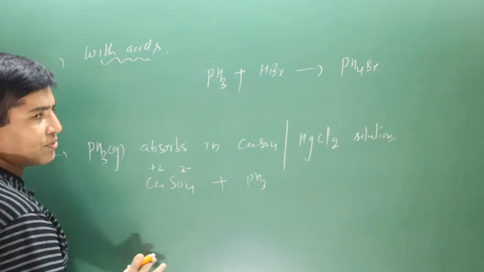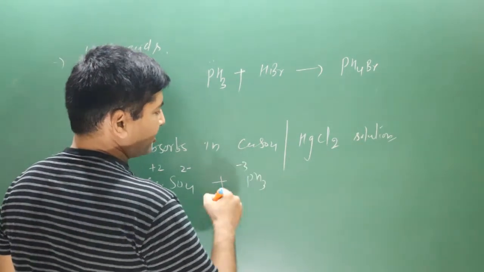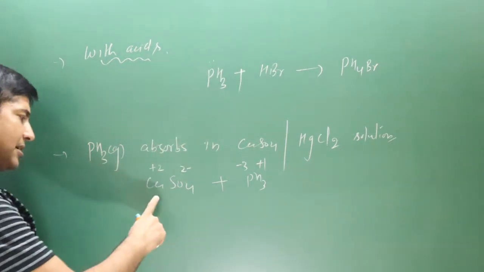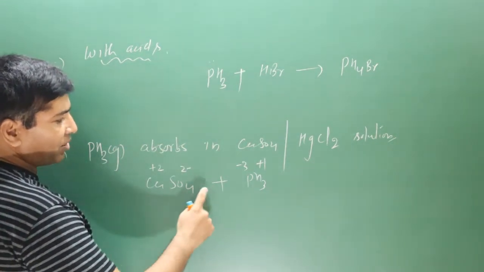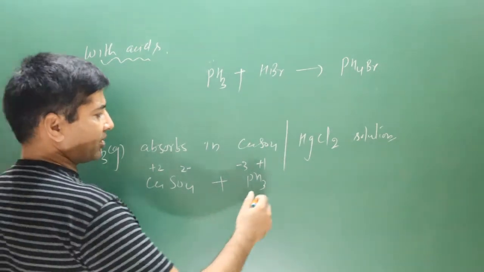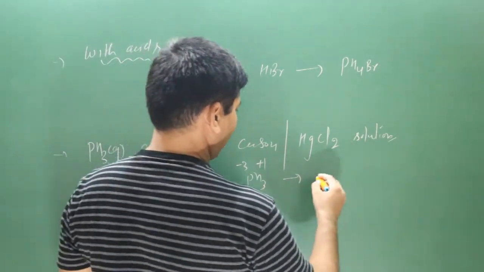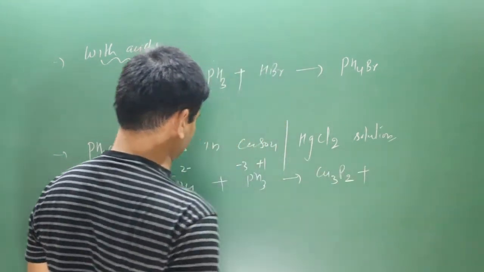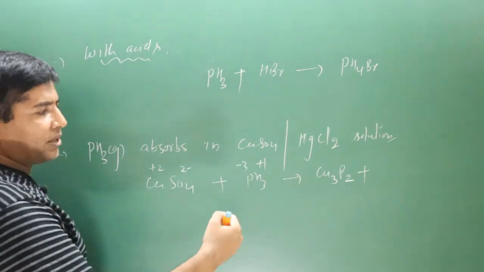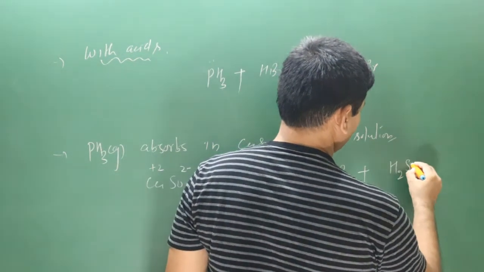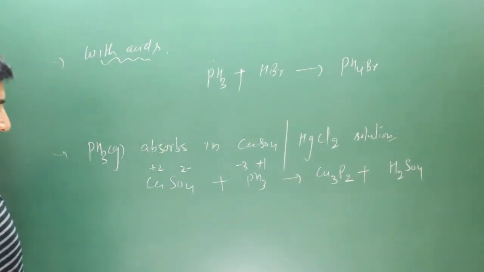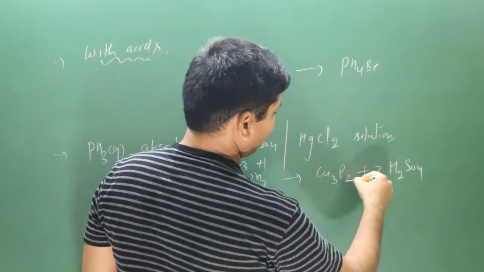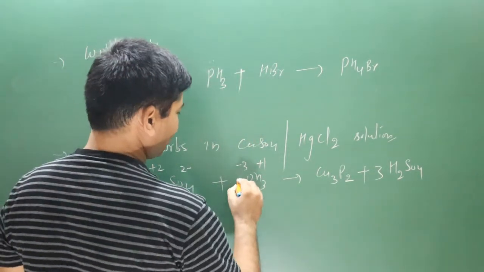Copper is +2, and the sulfate ion is -2. P is present in -3 oxidation state, hydrogen is present in +1 oxidation state. Positive negative attraction will be there, means copper will combine with phosphorus and sulfate ion will combine with hydrogen. That's it, double displacement reaction. Then we get copper phosphide, Cu3P2. You need to satisfy the valency. And hydrogen will combine with sulfate, and of course we are going to get acid, H2SO4, sulfuric acid. Now we can balance: 3 coppers multiplied by 3, sulfate ion multiplied by 3. How many phosphorus? 2 phosphorus multiplied by 2.